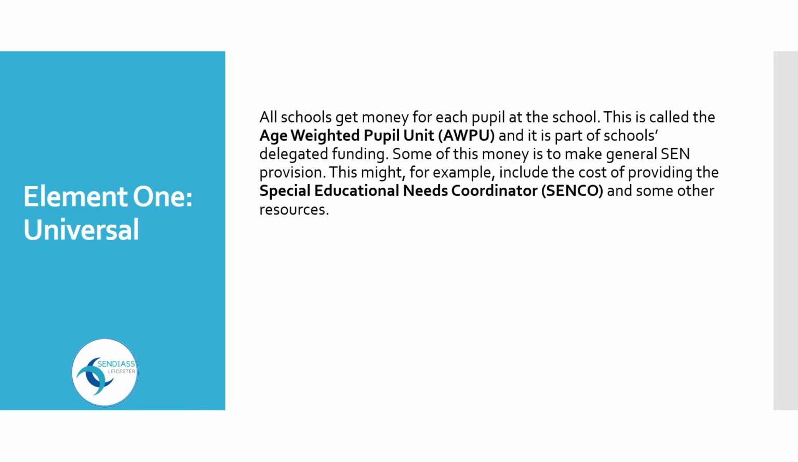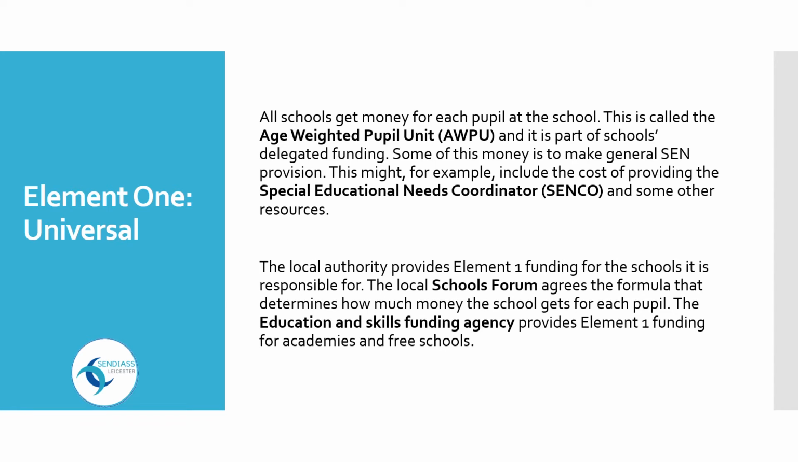Element 1, universal. All schools get money for each pupil at the school. This is called the Age-Weighted Pupil Unit, AWPU, and it is part of the school's delegated funding. Some of this money is to make general SEN provision. This might, for example, include the cost of providing the Special Educational Needs Coordinator or SENCO, and some other resources. The local authority provides Element 1 funding for the schools it is responsible for. The local schools forum agrees the formula that determines how much money the school gets for each pupil. The Education and Skills Funding Agency provides Element 1 funding for academies and free schools.